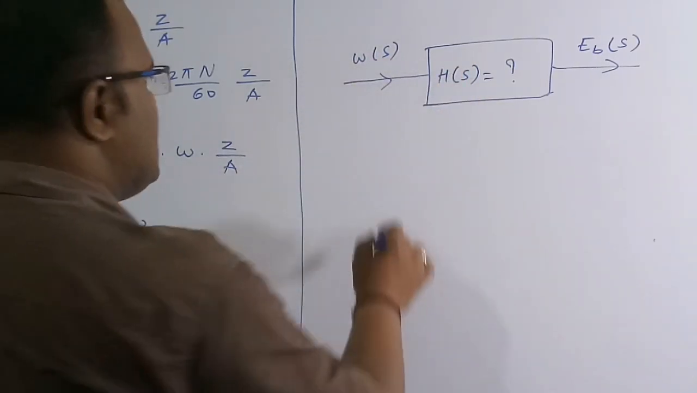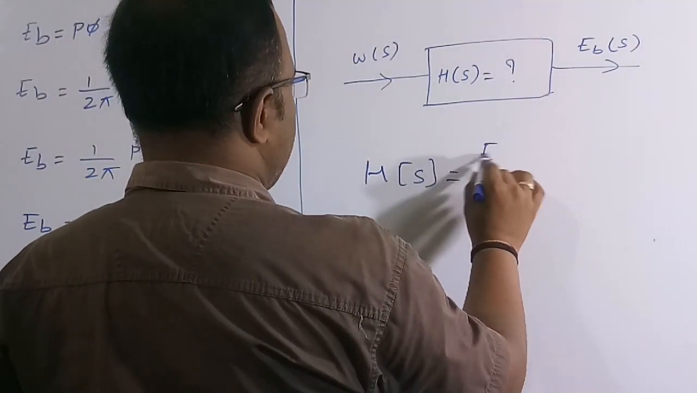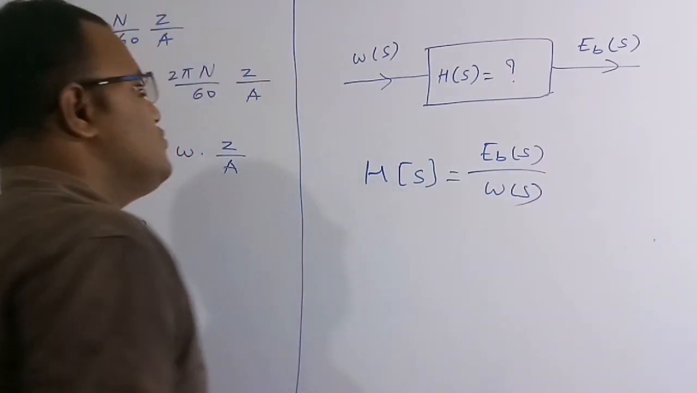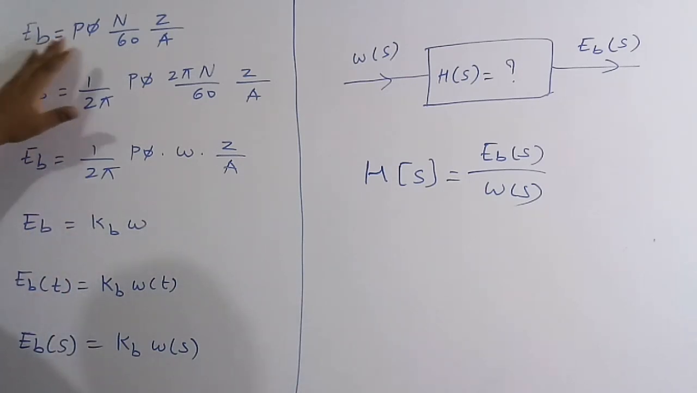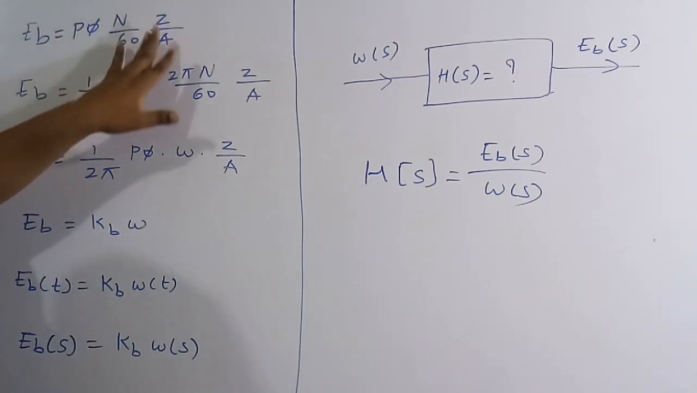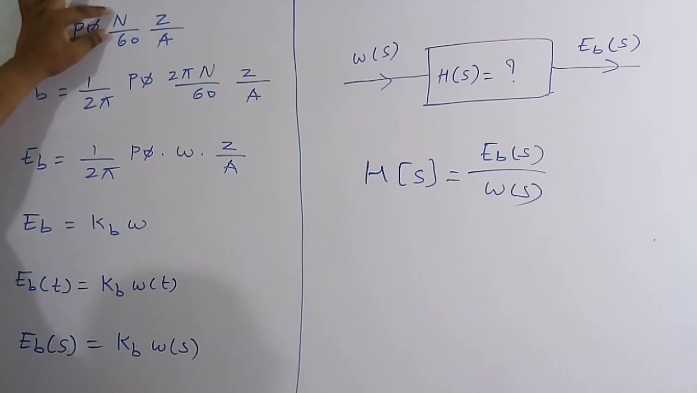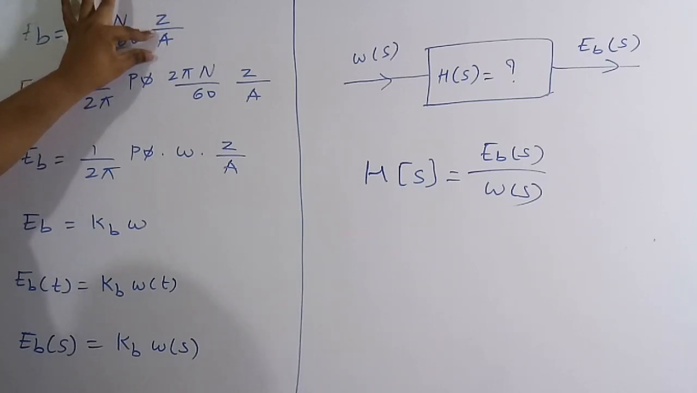So transfer function is the Laplace transform of the output by Laplace transform of the input, which is EB of s by omega of s. We need to find the relation between them. So basically for a DC motor, the back EMF relation is EB is equal to P phi into N by 60 into Z by A, where P is the number of poles, phi is the flux per pole, N is the speed in RPM, Z is the number of armature conductors, and A is the number of parallel paths.